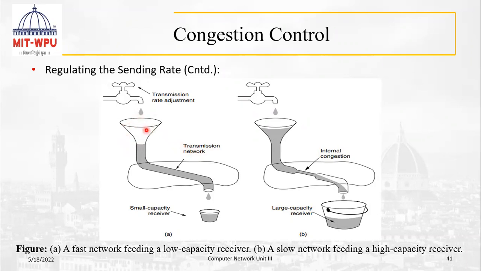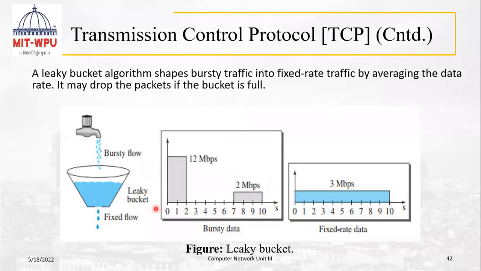What happens is the input flow is high and the output flow is small, because this bucket cannot contain all the water that you are forcing in. Or it can happen that the source is very slow, but the output speed is very high. So there are multiple situations where you have to control the flow, okay? And it can be controlled with the leaky bucket algorithm.